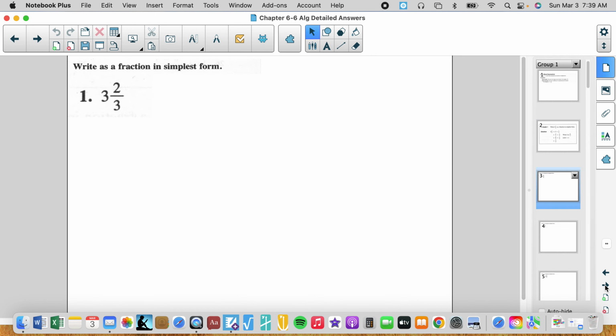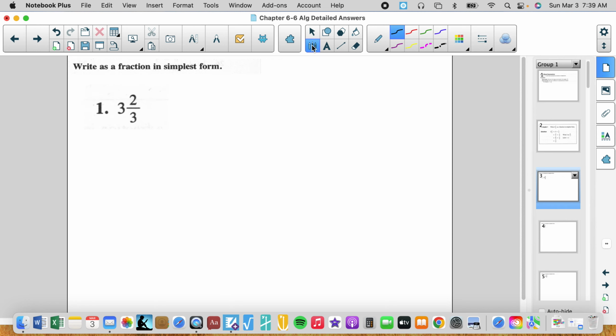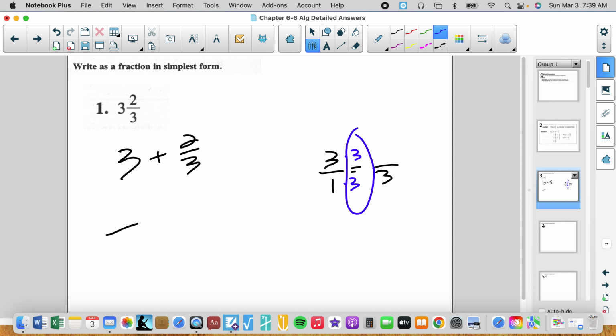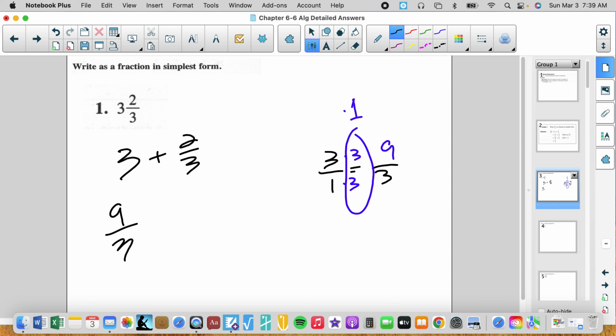Converting to, this is an interesting way. So whoa, that's interesting also. So they do 3 plus 2/3, and then they turn this into thirds. So they do this, they show equivalency, and we go back to what we were doing in 6.5. We're going to multiply that by 3. This has to be a value of 1. It's the identity property. So we get 9. So 9/3 plus 2/3 equals 11/3. And 3 2/3 is equal to 11/3.